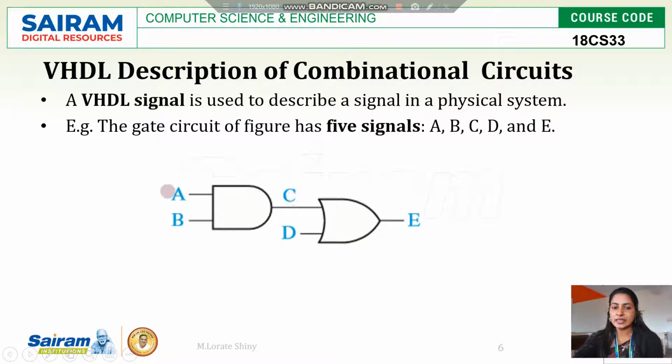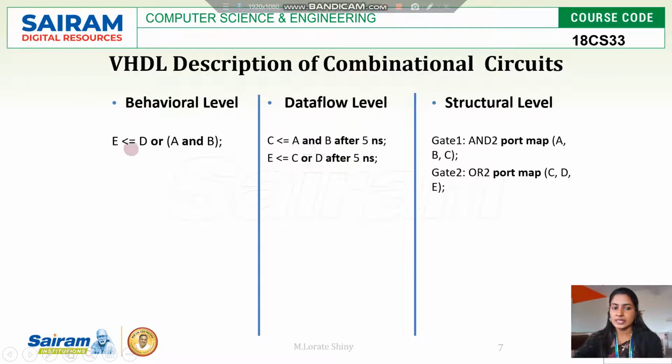So C is nothing but A and B. So in the behavioral model you have to write E equal to D or (A and B). A and B you should write in the brackets. Equal to D or A and B. Actually, D or C, where C is nothing but A and B, so that you have written.